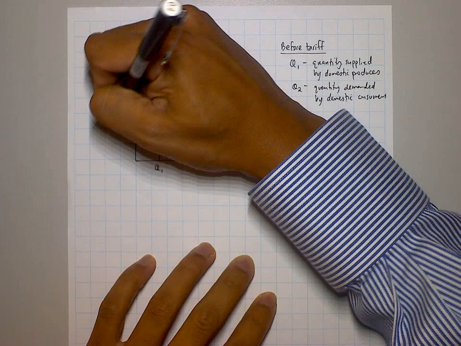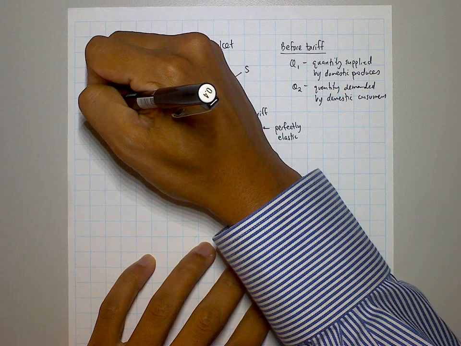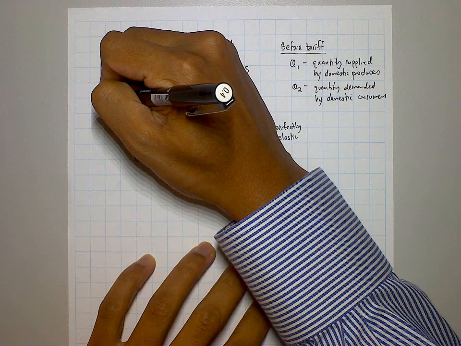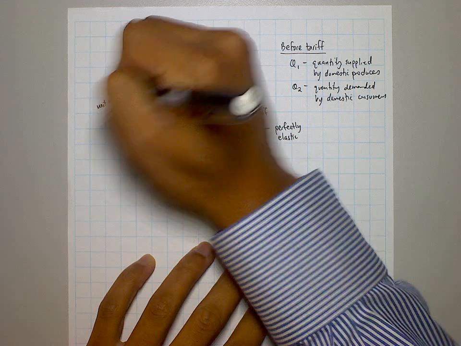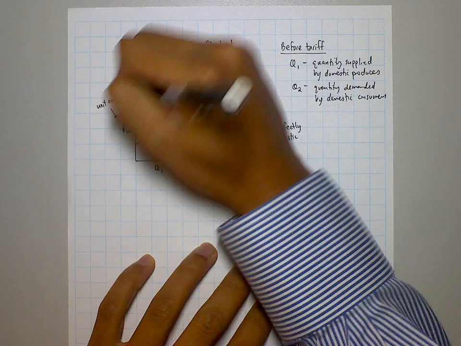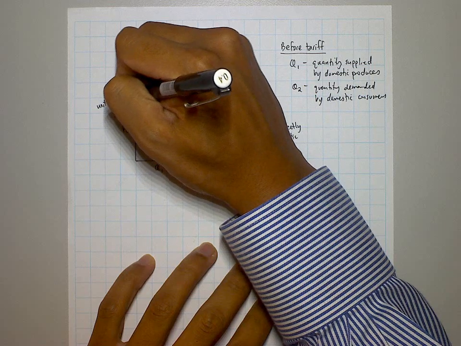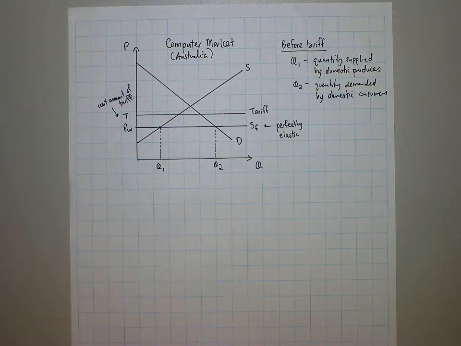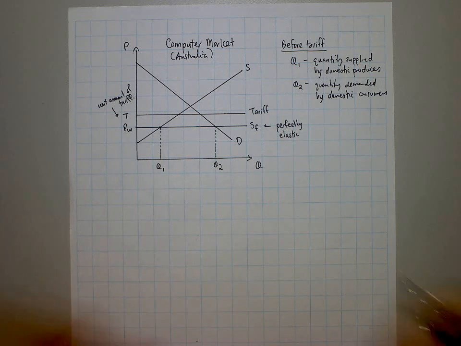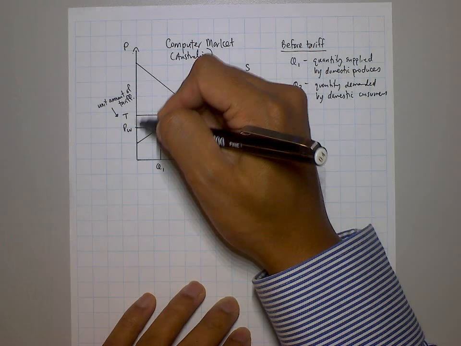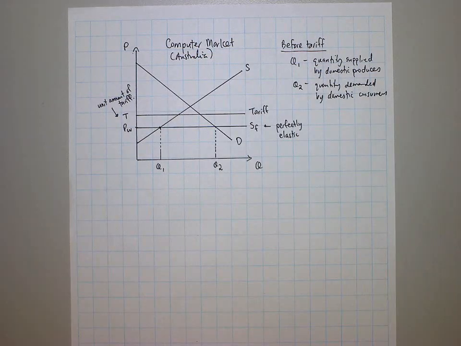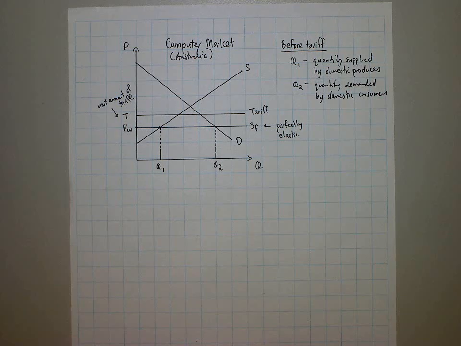And this represents the unit amount of the tariff. So for example, if the good costs, let's just say it's the example of the Suzuki Swift, if that costs $15,000 per car and the tariff is, let's say, $1,000 per car, this vertical distance would be $1,000 because it's the unit amount applied to the price.